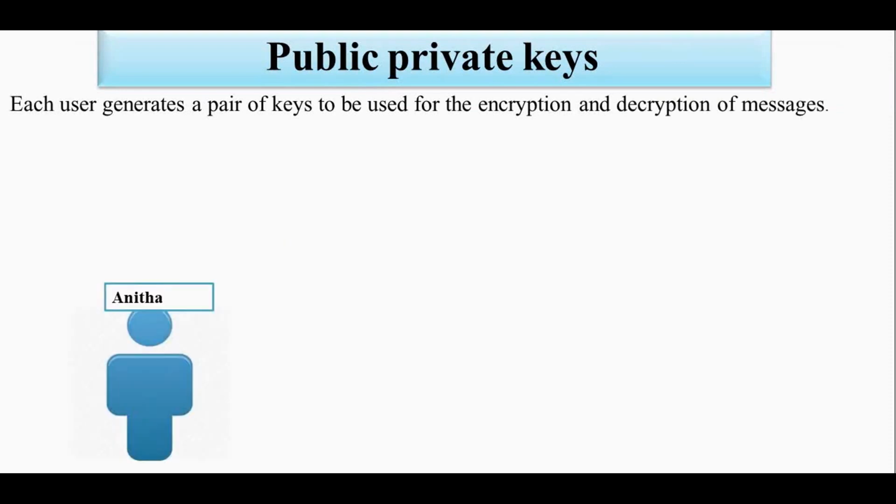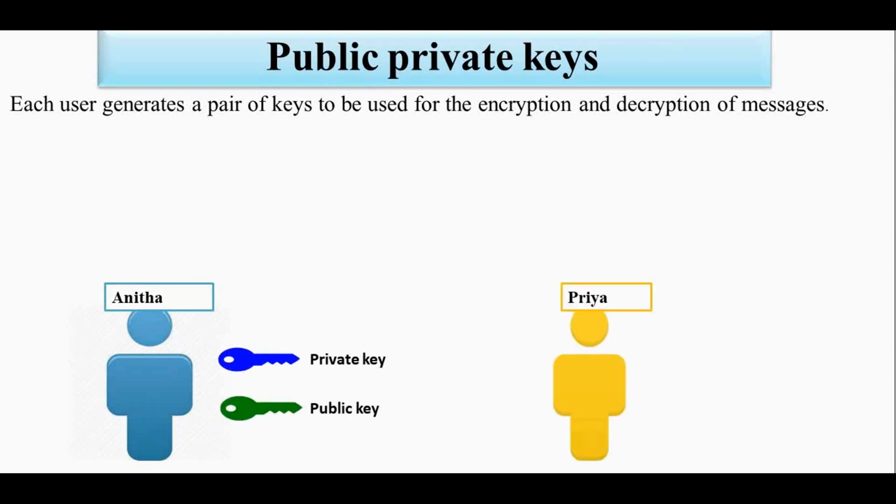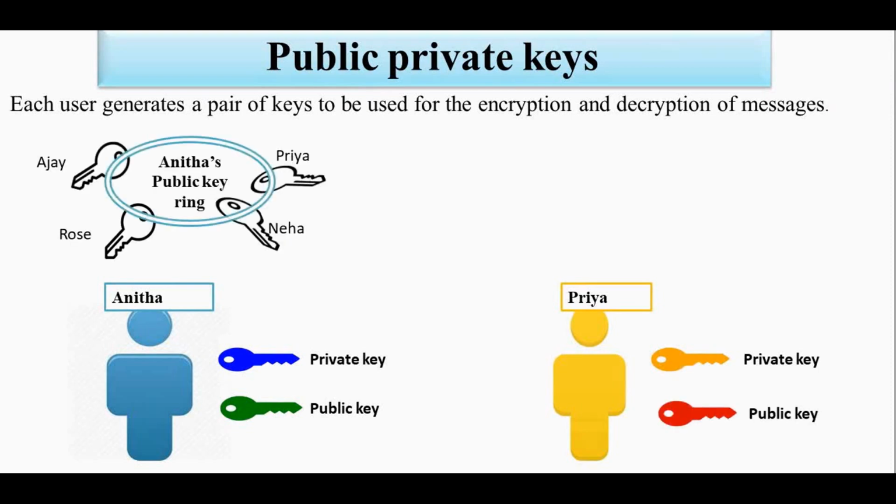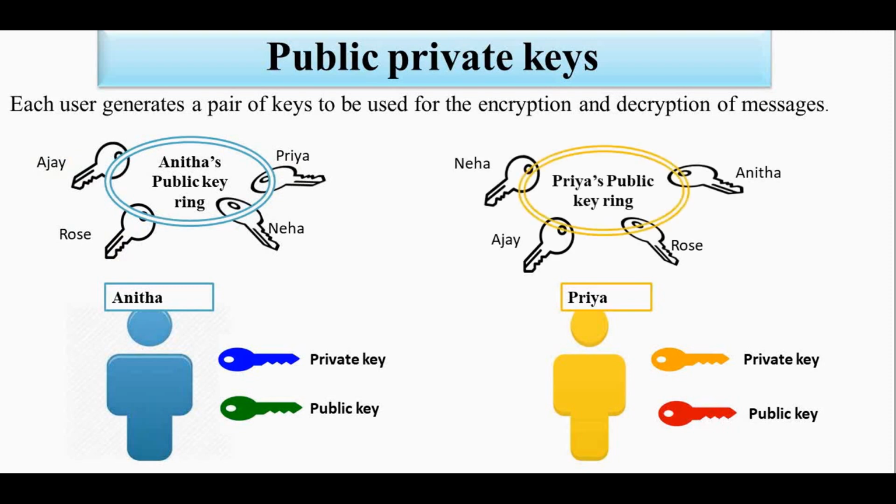So let's see how these public and private keys work. We have two users here. Anita has generated her own private key and public key pair. Priya also has her own private key and public key. Now Anita will have a public key ring. It consists of the public keys of all her friends who have shared their public keys with Anita. In this case, Ajay, Rose, Neha and Priya have shared their public keys with Anita. So Anita maintains a repository of these public keys. Similarly, Priya's public key ring will have the public keys of her friends. So what can they do with these public keys?